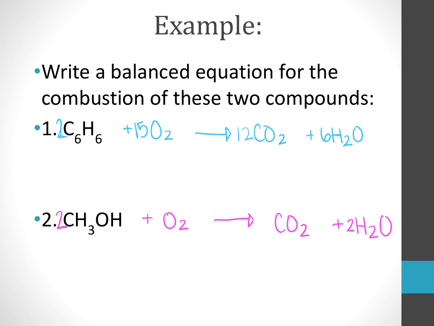Okay. So now I'm going to go back and rebalance all of my other elements. So I have 2 carbons. So now I'm going to add a 2 there. Okay, so 2 carbons. 2 times 3 is 6. Plus this 2 distributes, so 2 more. So 6 plus 2 is 8.